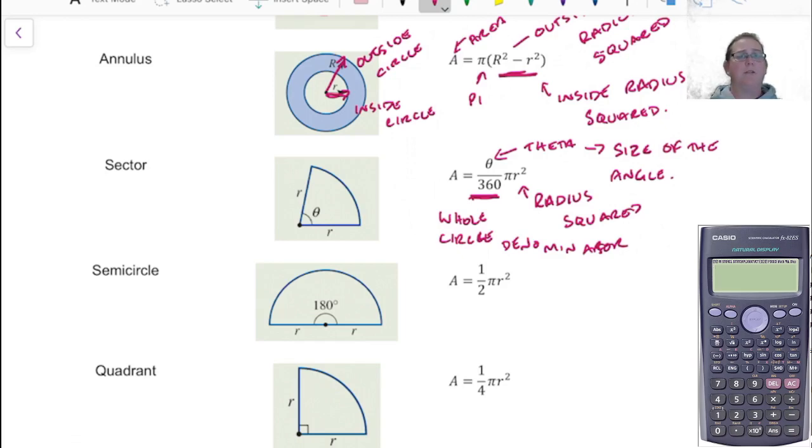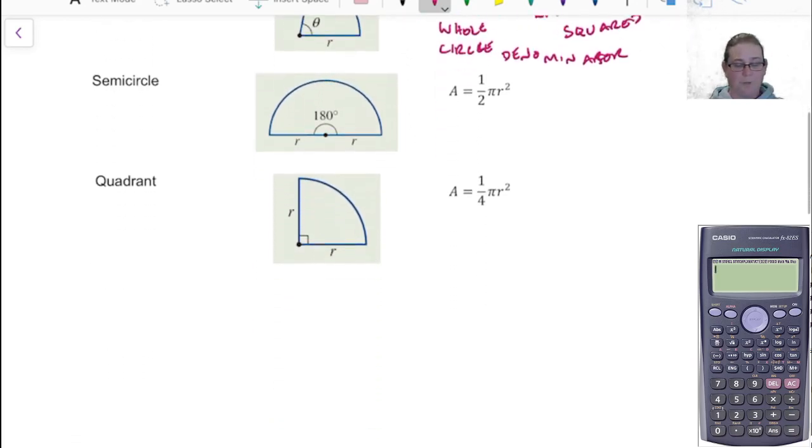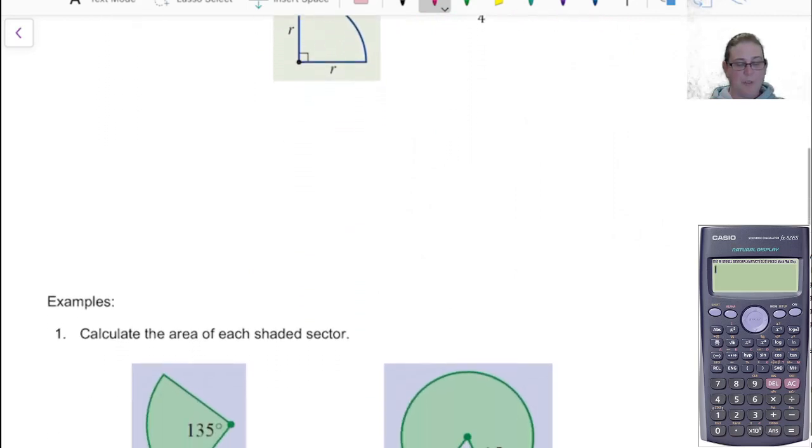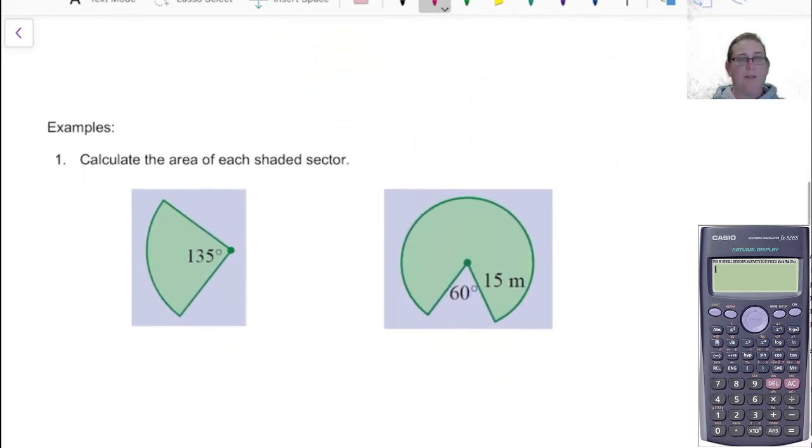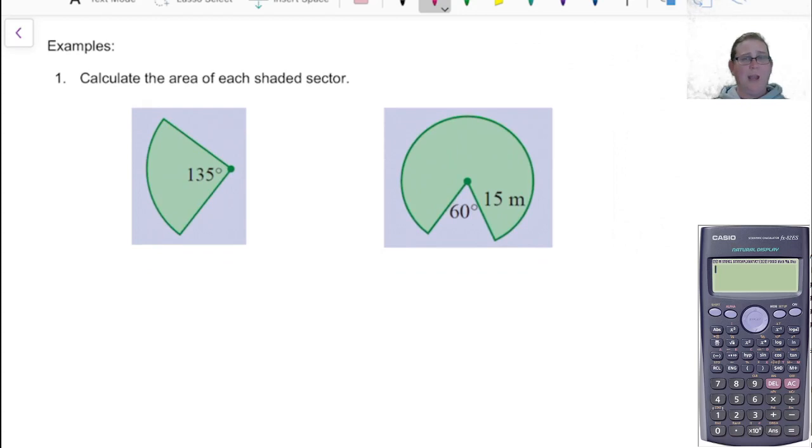Using pi in our circle, pi has a lot of relationships with the circle, and you're free to go on and investigate all those relationships. But right now we're just using them to find the area of these shapes. We have some examples here. Our first example, we're calculating the area of the shaded sector in both of these examples.